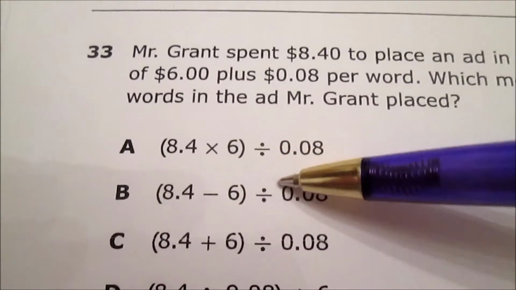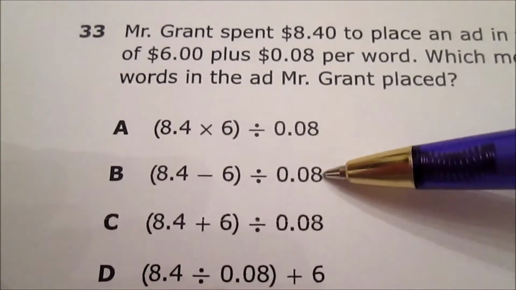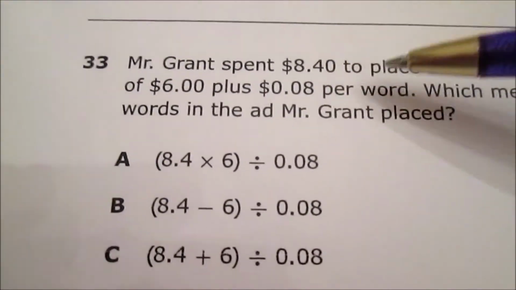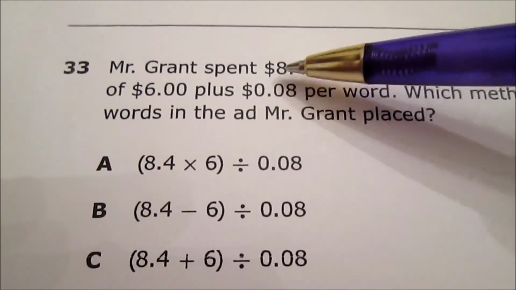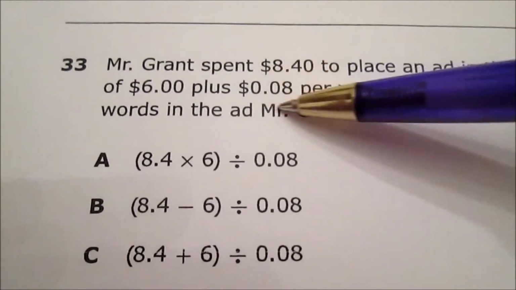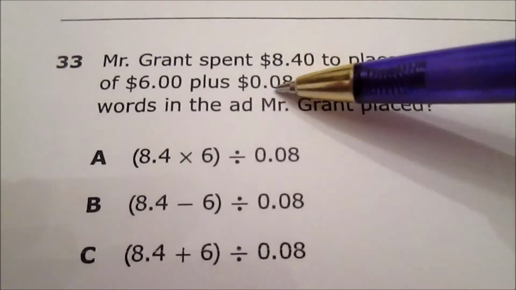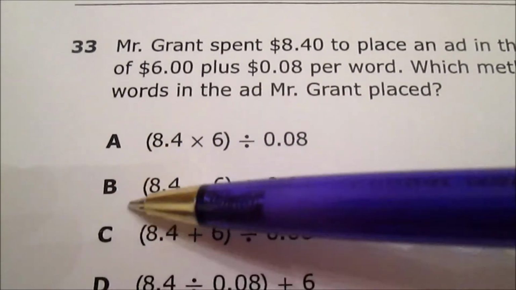And just to make sure, the next step is divide by 0.8. Yes, to find the number of words he put in, knowing the cost of all the words together, I need to divide by the cost per one word to get to the number of words. That is B.